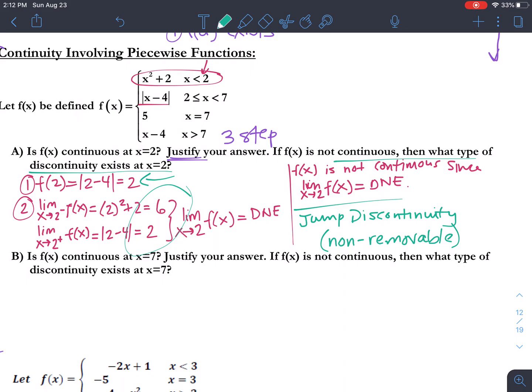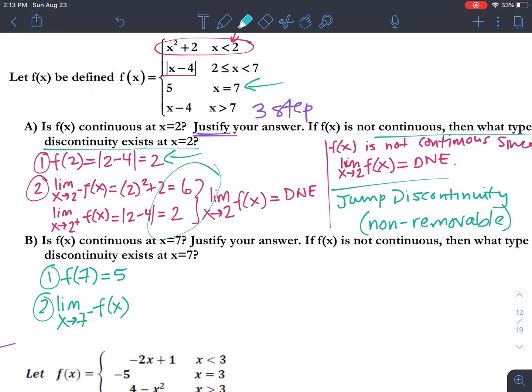Okay, and then the last one here, how about at x equals 7? Well, let's take a look at what's happening at 7. We have a value at 7. Notice it says when x is 7, it's just 5. So what's f of 7? 5, no debate there. Okay, but then from the left and right, we have to figure out what is happening with those limits. So take a look, what happens as we approach 7 from the left?